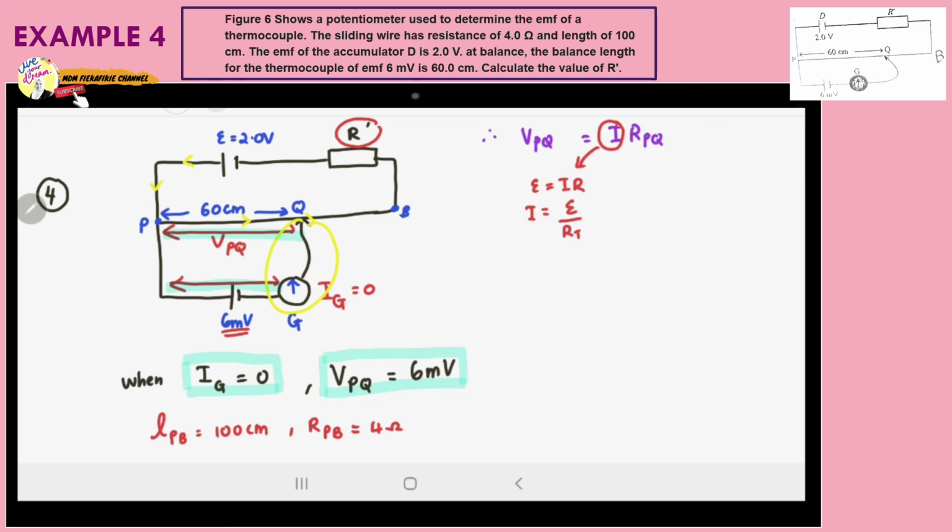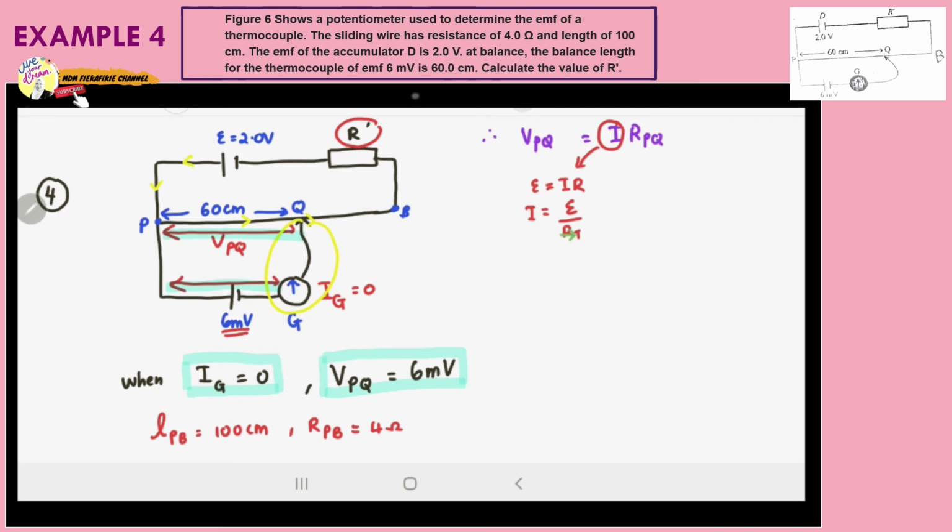So look at the upper circuit, how many resistances do we have? In the upper circuit, we have RPB, the resistance in the wire, RPB plus R prime. So we need to calculate the total resistance because we want to calculate the current flowing in the upper circuit. So we must know the total resistance. So we must divide EMF by R total.